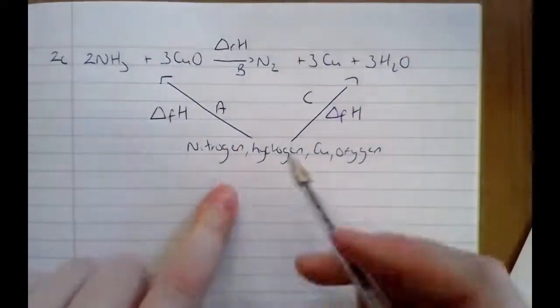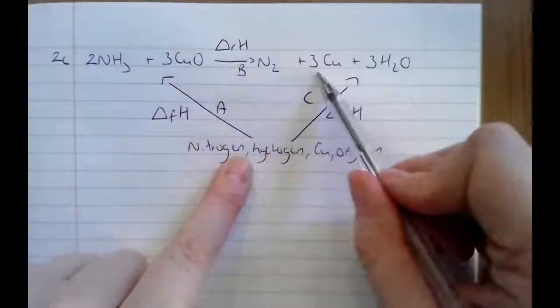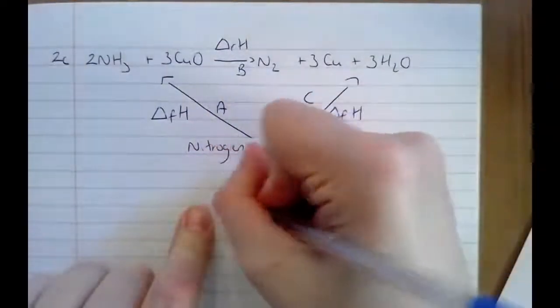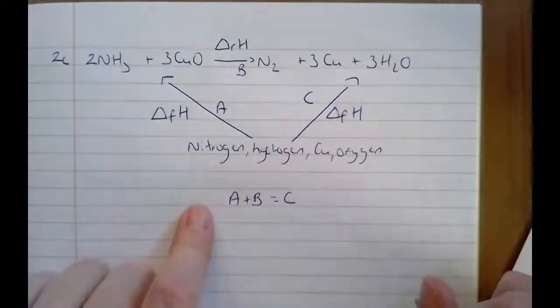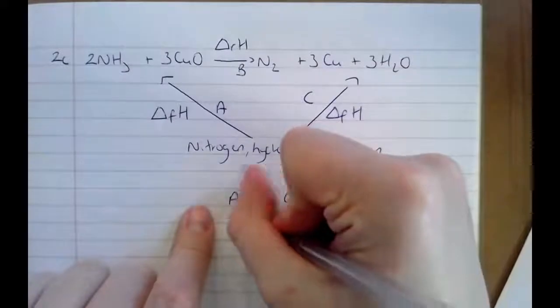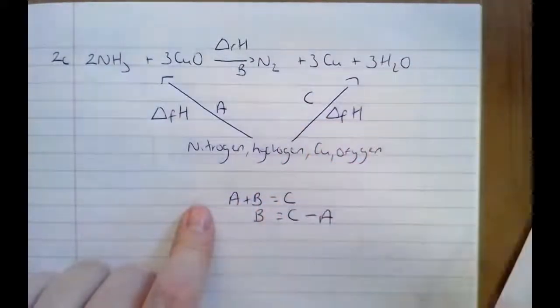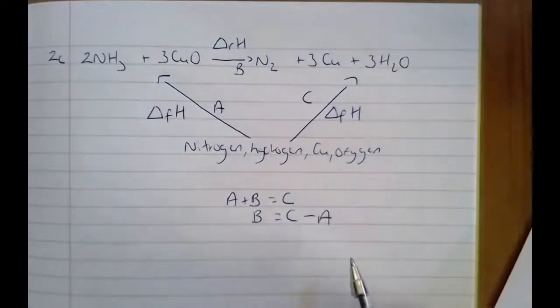I'm going to write myself an equation, okay? I can go from A along B and end up with the products, or I could just go along pathway C. So I can say A plus B equals C. Again, the way I've labeled things, it's B that I'm trying to find. So I'm going to write B equals C minus A. And I just need to find C and find A so that I can go back and find B.